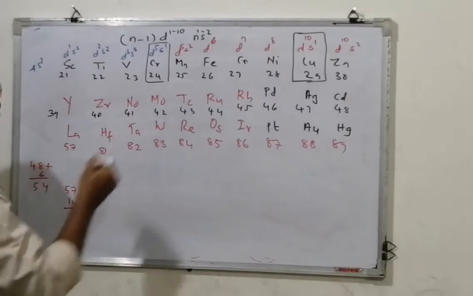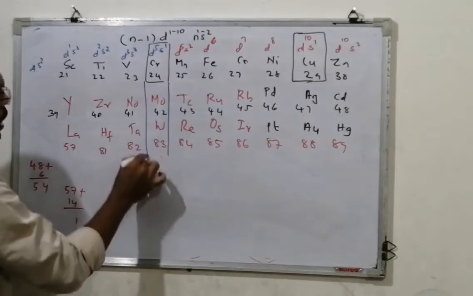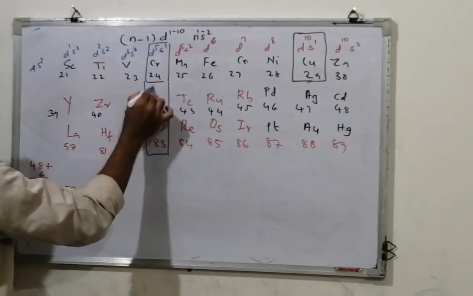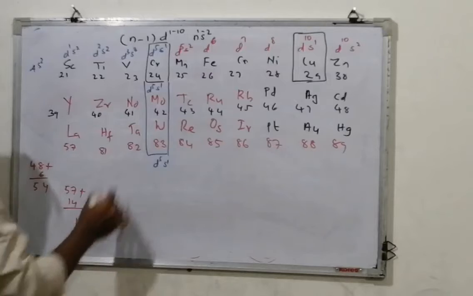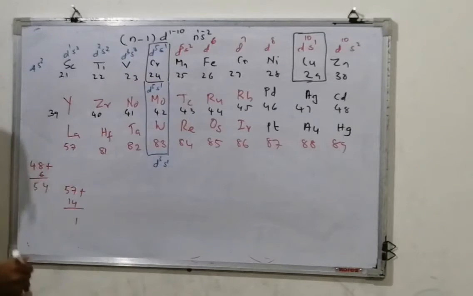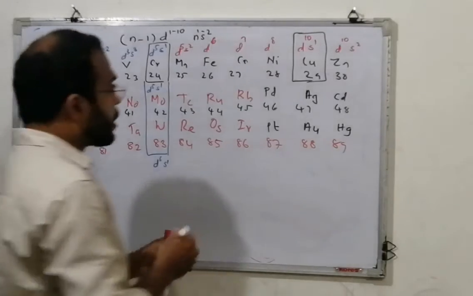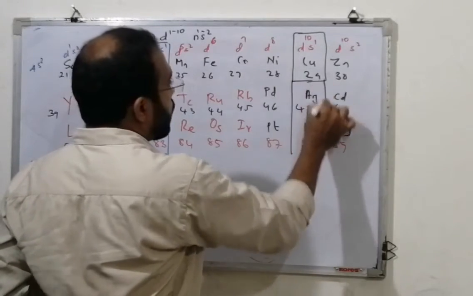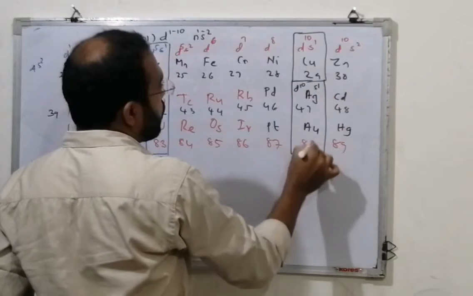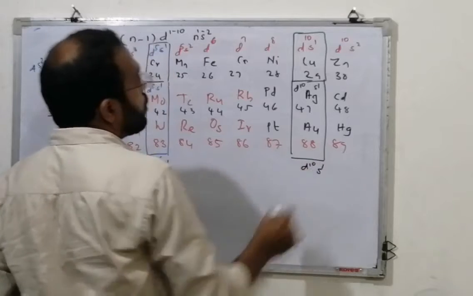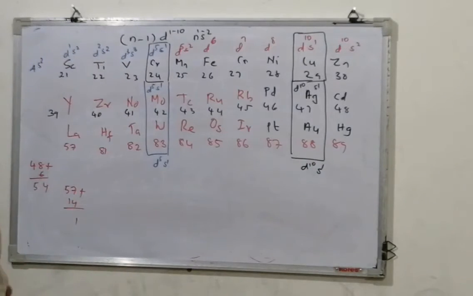When you come here, in all these cases, this happened. Here also d5 s1, here also d5 s1. It's 3d, it's 4d, it's 5d. In all these cases, d5 s1 happened. Here also d10 s1. Therefore, copper, silver and gold, in all cases that happened; chromium, molybdenum, tungsten also this happens.